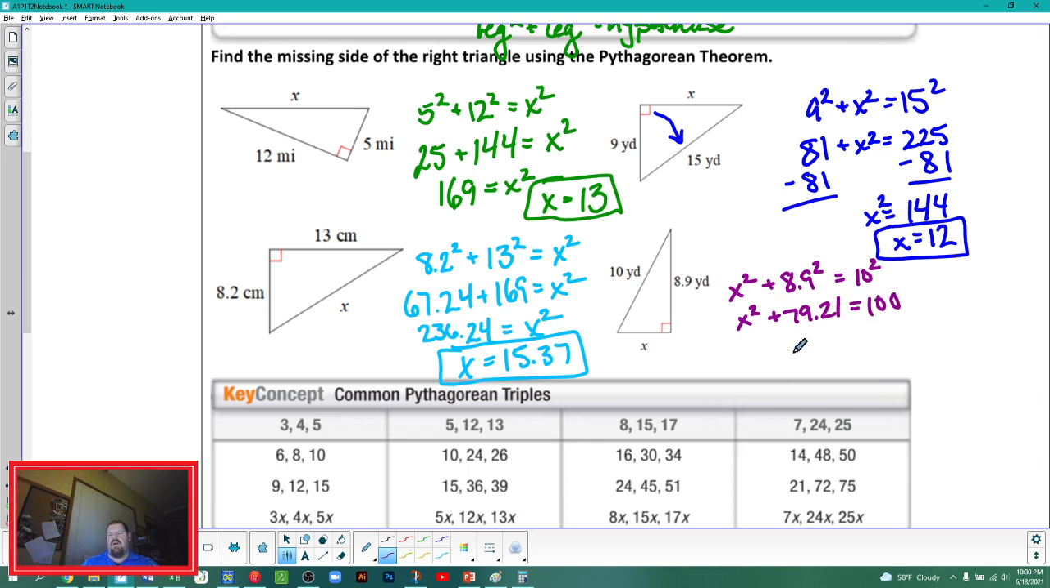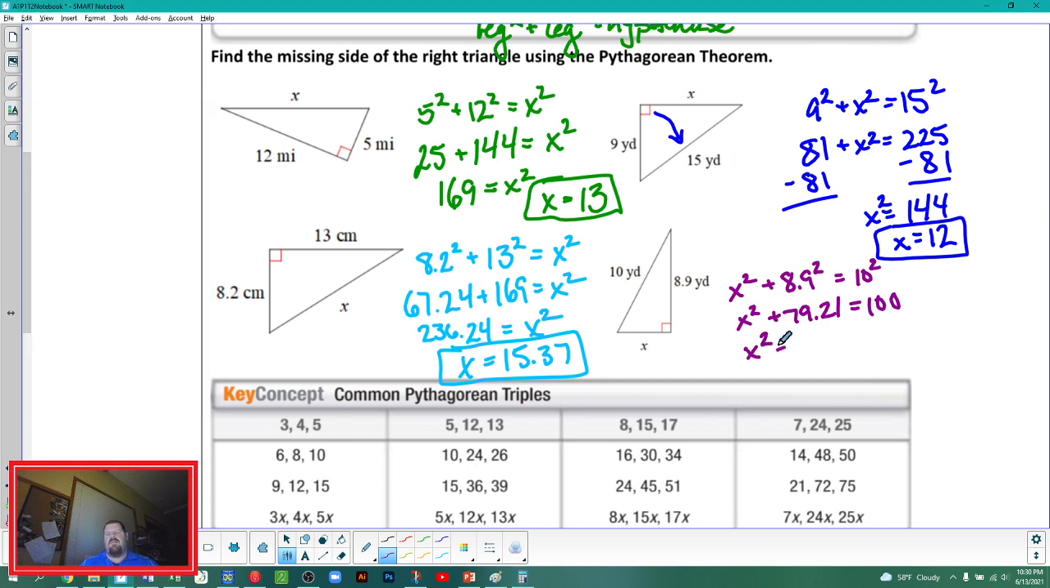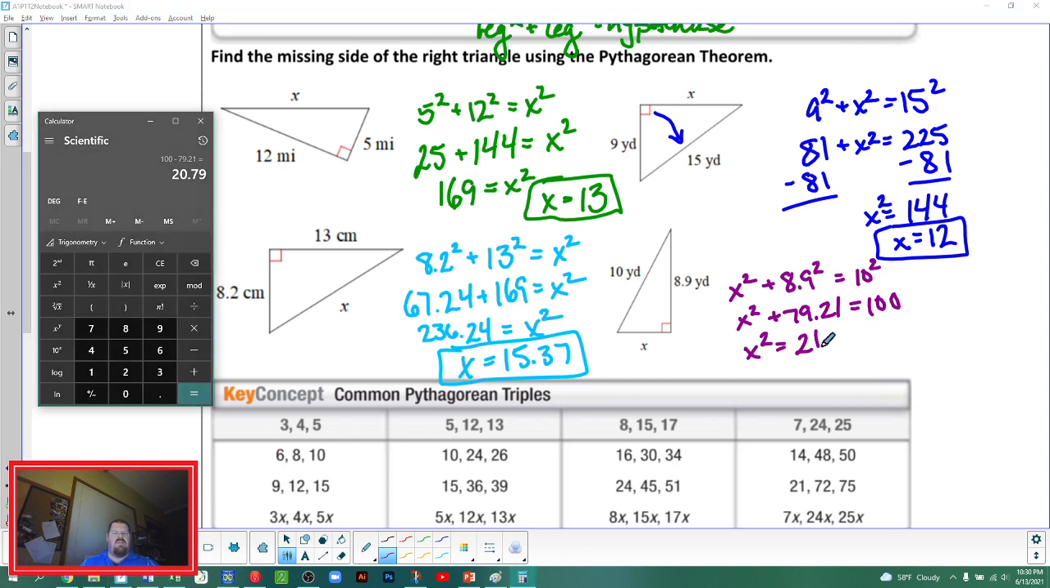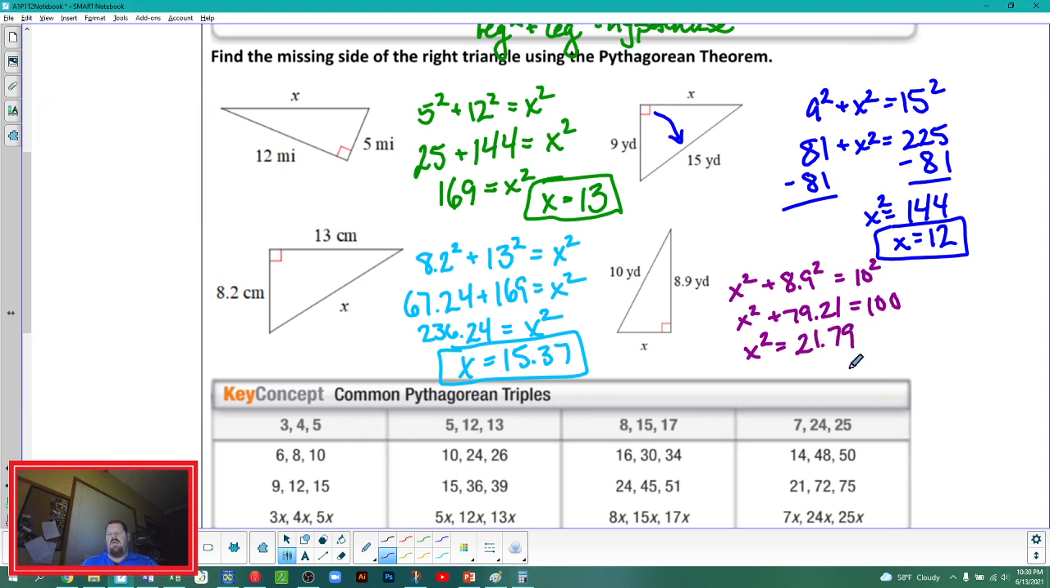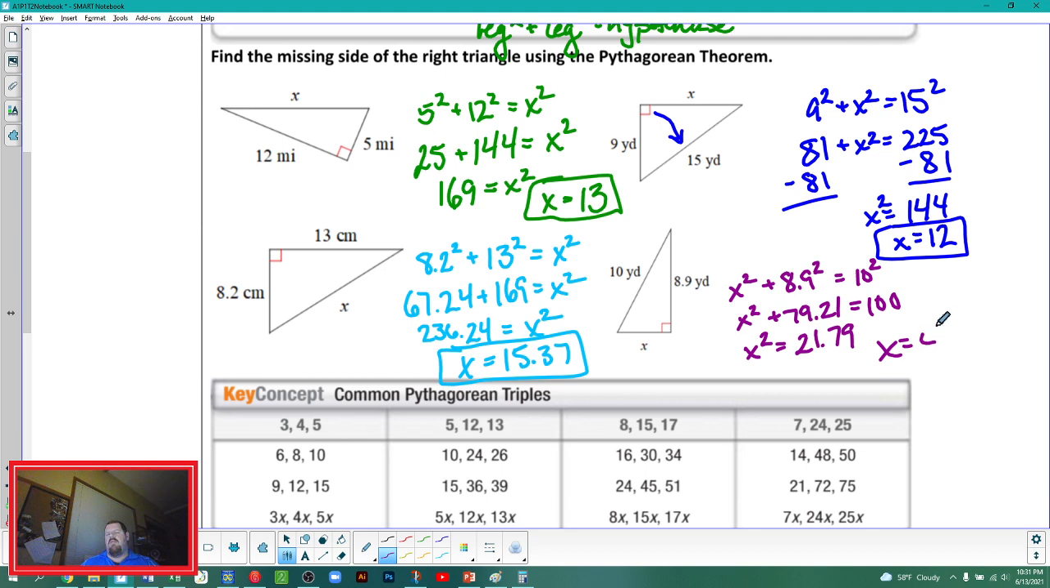And 10 squared is 100. I'm going to subtract 79.21 from 100 and get 20.79. Now, in order to solve that, I need to take its square root. And we get 4.56. We're going to round it. 4.56. Okay.